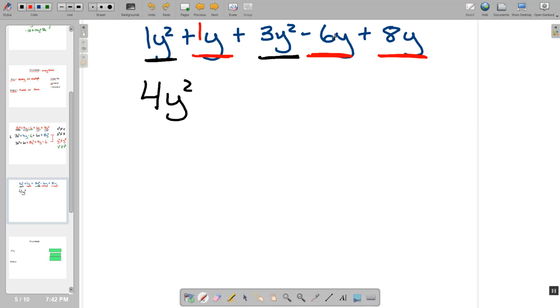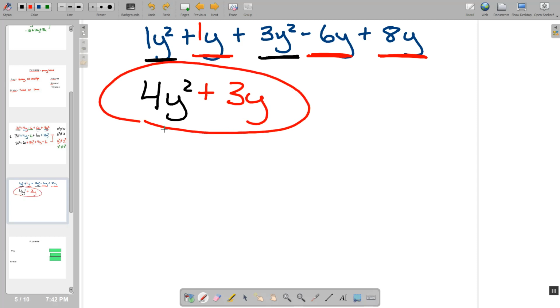1y minus 6y is -5y. -5y plus 8y is positive 3y. And for us, this is actually already in descending form because y squared has a bigger power than regular y. So this has been adding and subtracting polynomials.